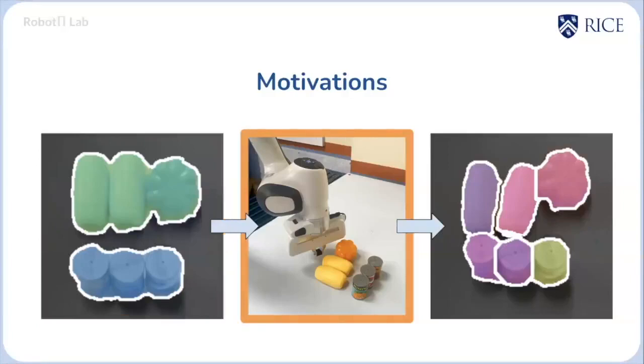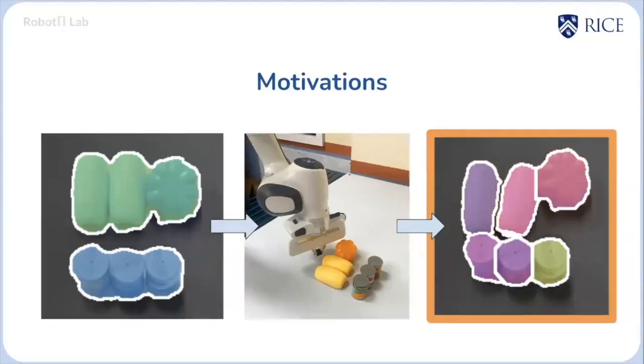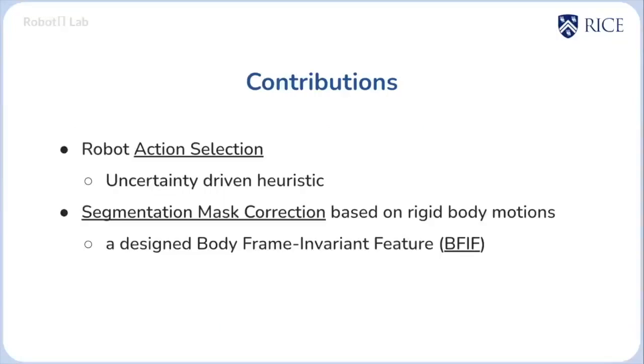In this work, we propose an interactive perception framework for segmenting unseen objects in cluttered environments. Our framework aims to gather the most sensory data from interactions with as little amount of scene disturbance as possible, as seen in the figure. RISeg proposes two major contributions in action selection and a designed feature for segmentation mask correction.